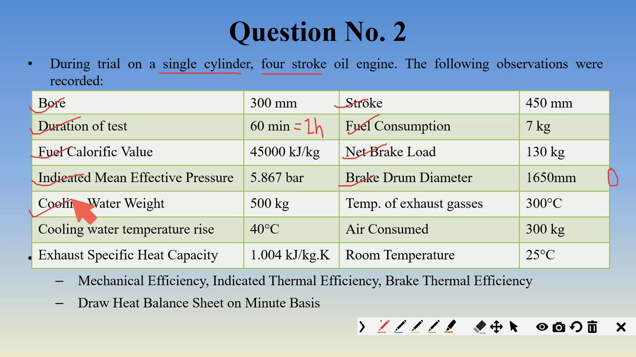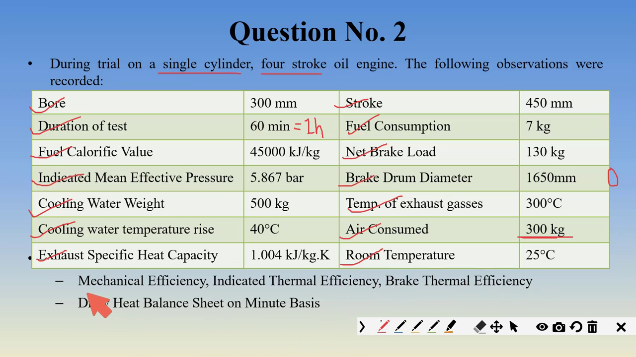They have given us the cooling water flow rate 500 kg. They have given us the temperature of exhaust gases 300 degrees Celsius. They have given us the cooling water temperature rise which is 40 degrees Celsius. The amount of air consumed is 300 kg. They have given us the exhaust specific heat capacity, right? And they have given us the room temperature 25 degrees Celsius.